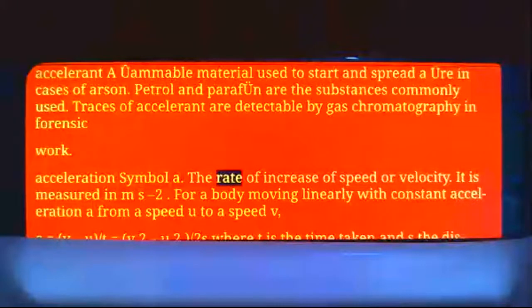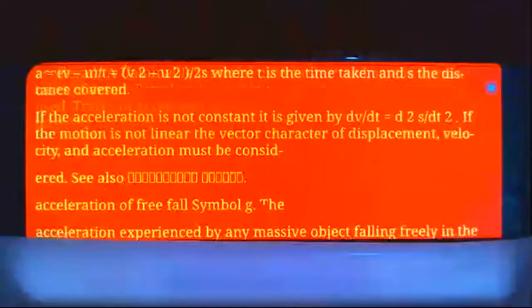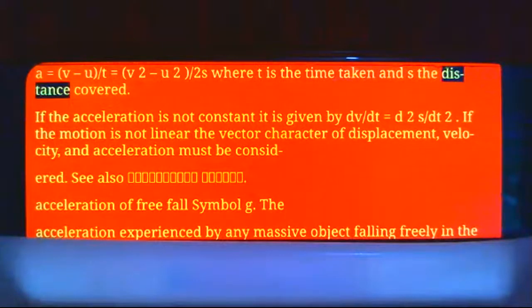Acceleration, symbol a. The rate of increase of speed or velocity. It is measured in m s^-2. For a body moving linearly with constant acceleration from a speed u to a speed v, a = (v - u)/t = (v^2 - u^2)/2s, where t is the time taken and s the distance covered. If the acceleration is not constant, it is given by dv/dt = d^2s/dt^2. If the motion is not linear, the vector character of displacement, velocity, and acceleration must be considered. See also angular acceleration.